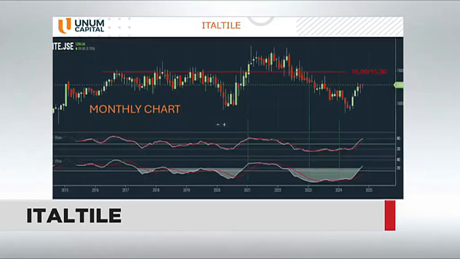So if we zoom out even further and take the monthly chart all the way back down to 2015, it's been a bumpy ride for them. But if we just look at where the next sort of resistance level is, it's not too late to buy Italtile, regardless of the recent rally over the last couple of months. I think you should be aiming for between 15 Rand and 15 Rand 30 on the stock. It has bounced, I know, from around 9 Rand 50 or 9 Rand 90.